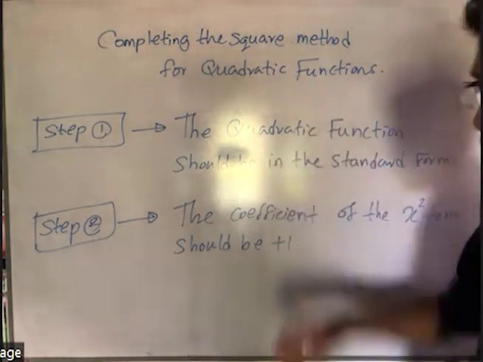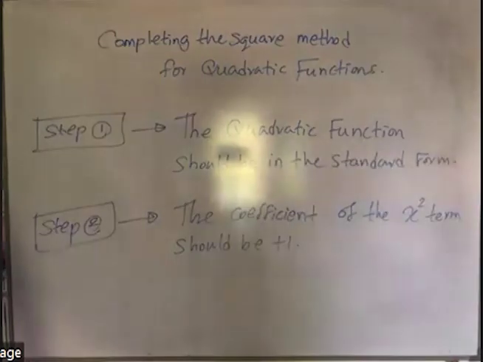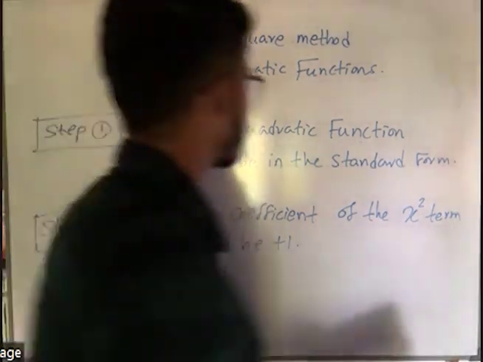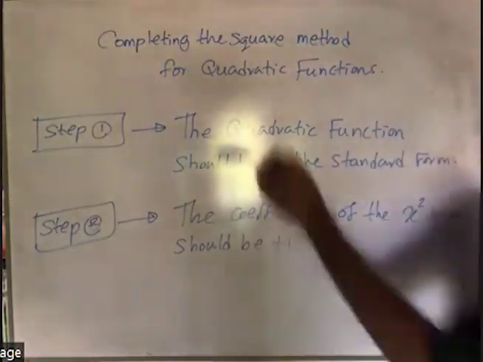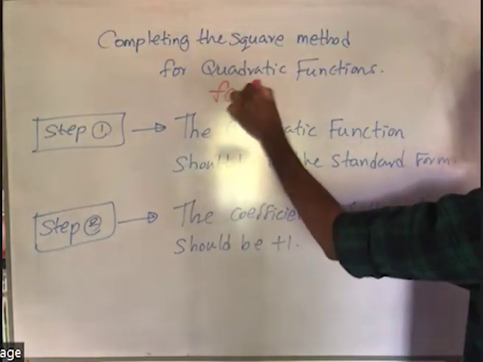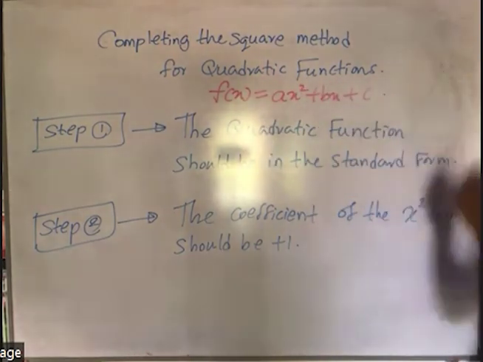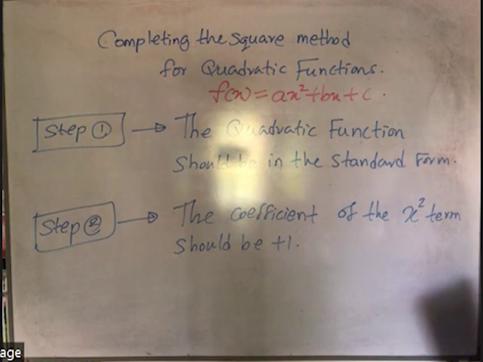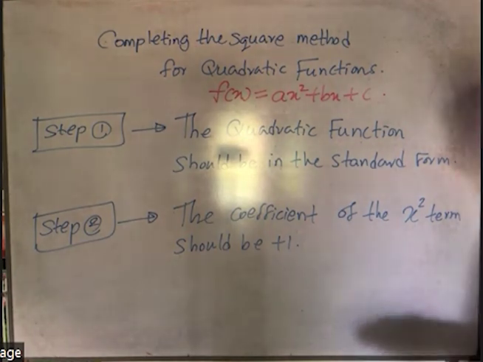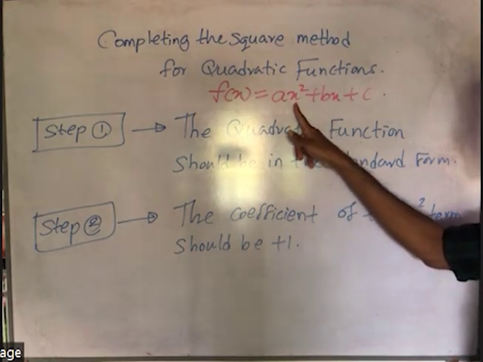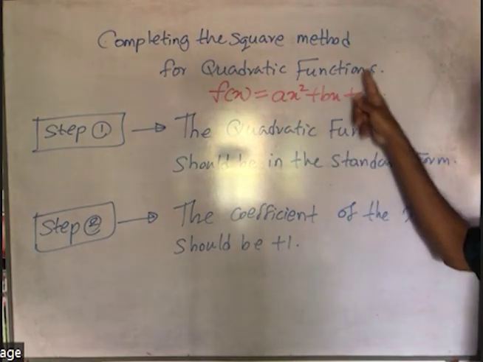So we know the standard format. Standard format is ax square plus bx plus c. Right? f(x) equal to ax square plus bx plus c. This is the standard format. So first step is quadratic function should be in the standard format. That means first you have to have x square term, then x term, then constant.